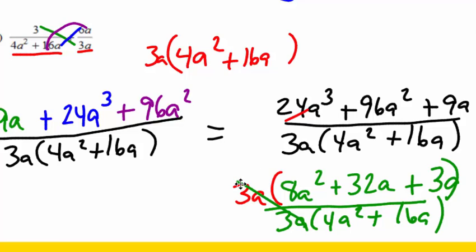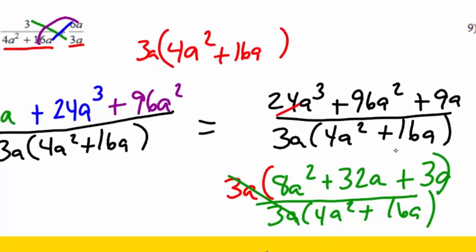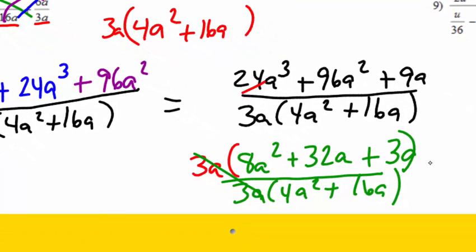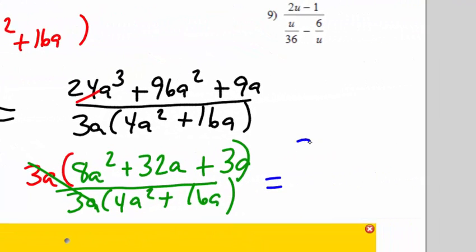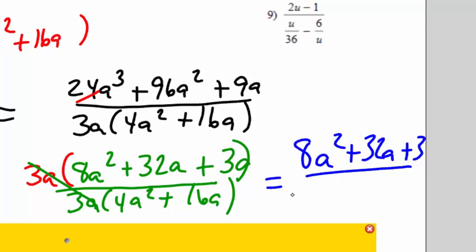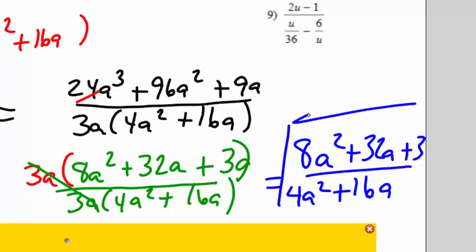And here you can see, well, I got a 3a in the top, 3a in the bottom, and that's going to cancel. And so your final answer that you should have gotten would have just been 8a squared plus 32a plus 3 all over 4a squared plus 16a. So that would be the answer then for 8.